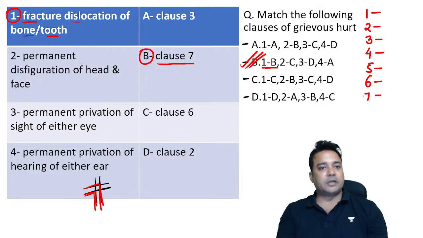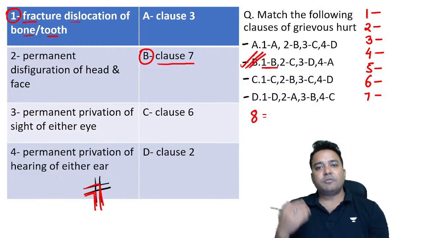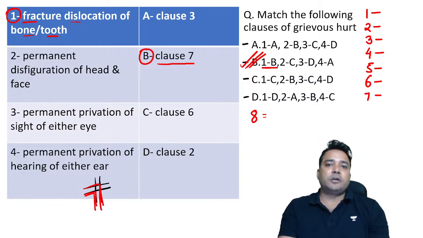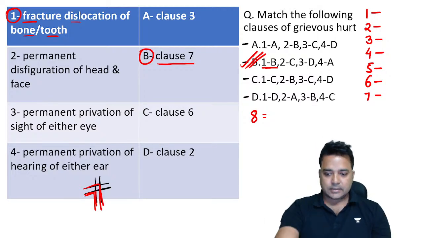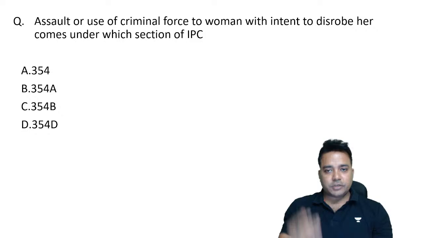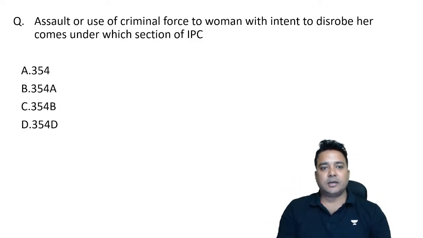Clause 7 तो हमें पता है, fracture dislocation of bone or tooth. Clause 8 भी सबको पता है, any hurt which endangers life or which causes two things for 20 days. Either of the two things for 20 days. Which two things? Severe bodily pain to the patient, or the patient is unable to follow his daily routine activities or ordinary pursuits of life. तो ये clauses उसी sequence में याद रखने हैं as given in 320 IPC.